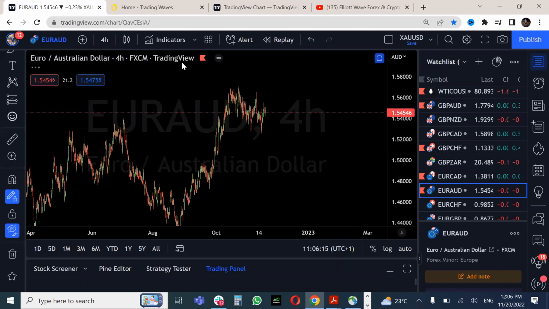Right, so Euro Audi also a pullback here in 3, looking like a complex B correction here. Is it ready for a move to the upside? We still need to confirm that. So let's see here on Euro Audi. All right, so let's have a look here on the rest.